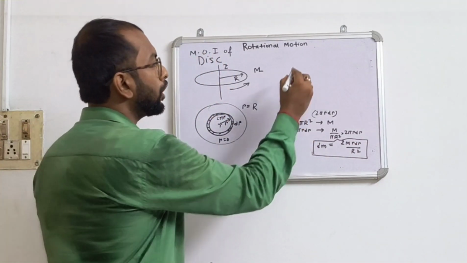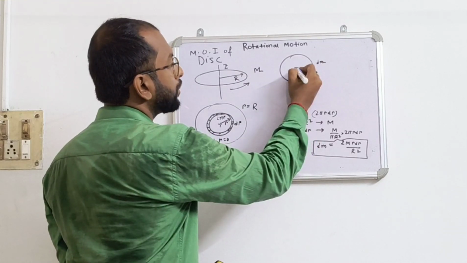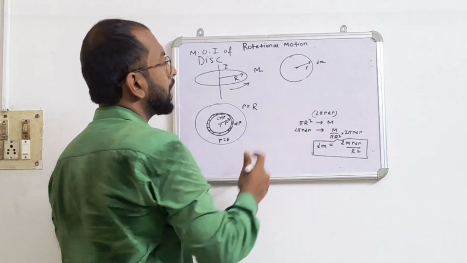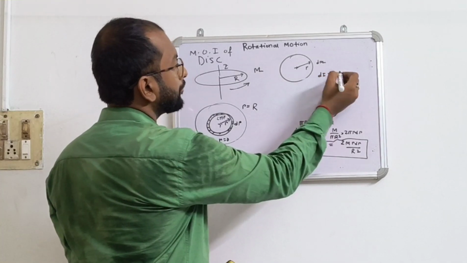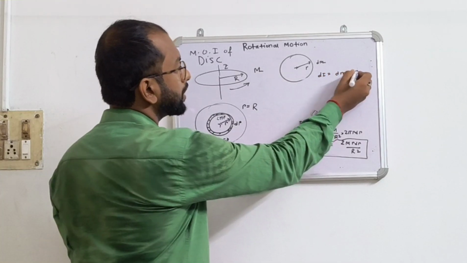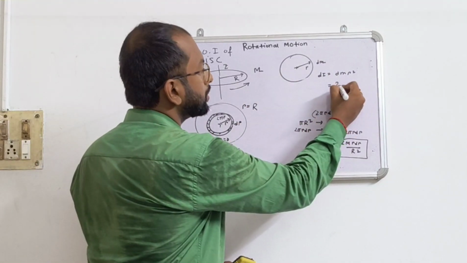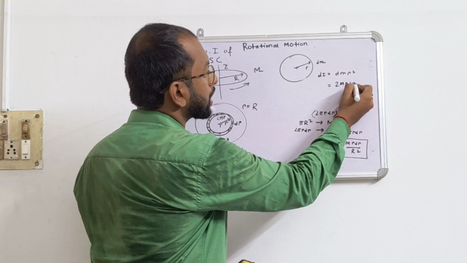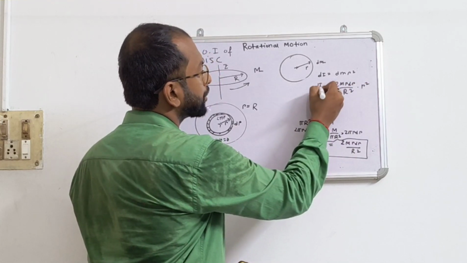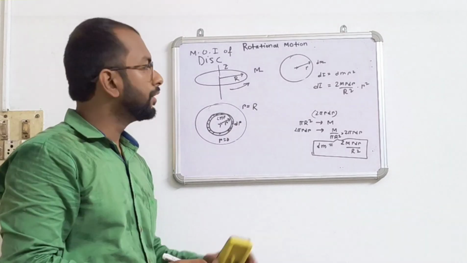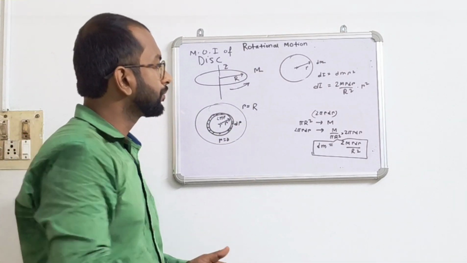Now you know the small mass of the ring, dm. It is located at a distance how much from the axis of rotation? r. Then what is the moment of inertia of this ring? Small moment of inertia, dI equals dm into r square. Now dm you just put it, 2M r dr by capital R square into r square. That is the moment of inertia of the small differential ring we are considering.